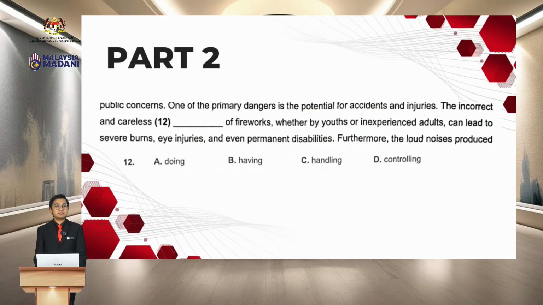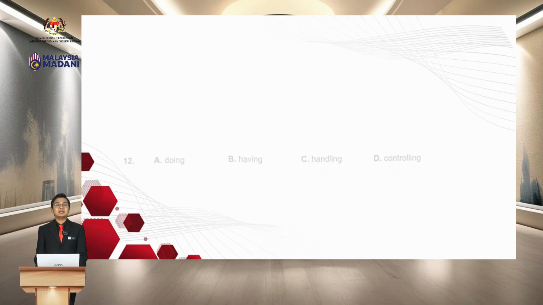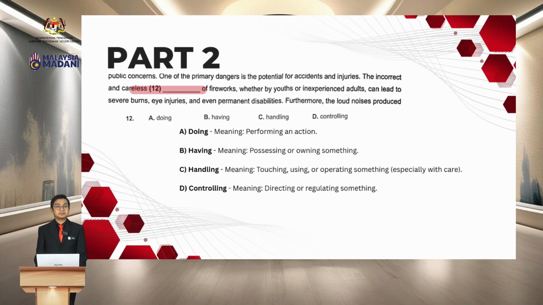Now let's look at the next question. I'm going to look at question number 12. I'm going to read it for you. The incorrect and careless blank for fireworks, whether by youth or inexperienced adults, can lead to severe burns, eye injuries, and even permanent disabilities. The answer choices given are doing, having, handling, and controlling. So we have to really understand what those words mean. I'm going to help you. Let's look at the definition for each word given.